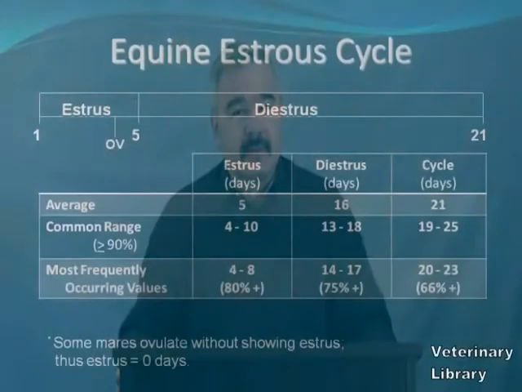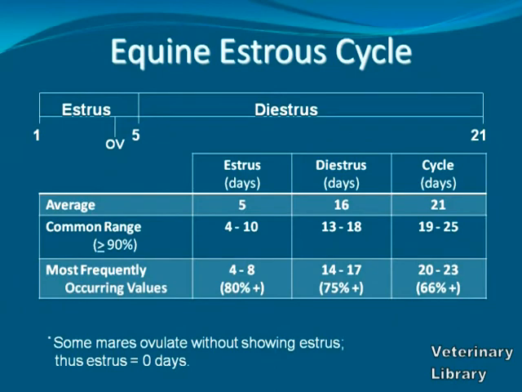Next, I'm going to talk about the equine estrus cycle. In the top portion of this slide is a diagram of the cycle. Estrus averages 5 days in length, with ovulation occurring on either the day before or on the last day of estrus. Diestrus averages 16 days in length for a total cycle length of 21 days.